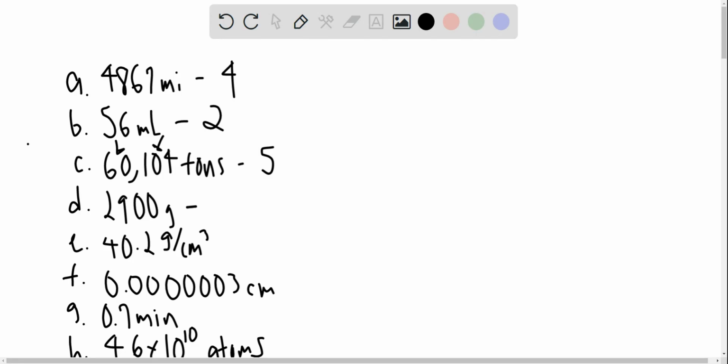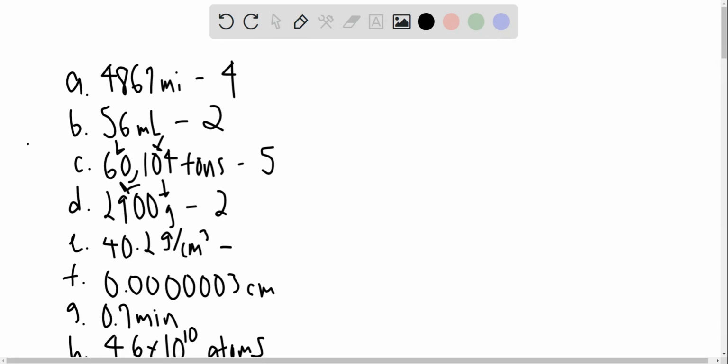That's the next one. D, 2,900 grams. Now, this is a scenario in which the zeros actually are not significant. As you can see, these zeros have a significant digit on one side, the 9. But on the other side, there are no significant digits. So both of these zeros are insignificant, and 2 and 9 are still significant because they're not zero. So we have 2 sig figs here.